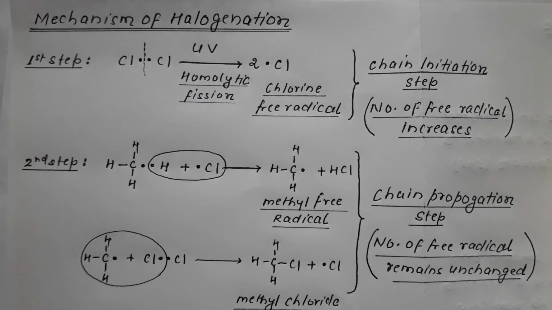Another possibility is, because there are n number of methyl free radicals and n number of chlorine free radicals in the system, methyl may react with chlorine free radical to give this one case. Methyl free radical may react with methyl free radical to give ethane, case number 2, or chlorine free radical may react with chlorine free radical. Remember, chlorine free radical reacts with chlorine free radical.